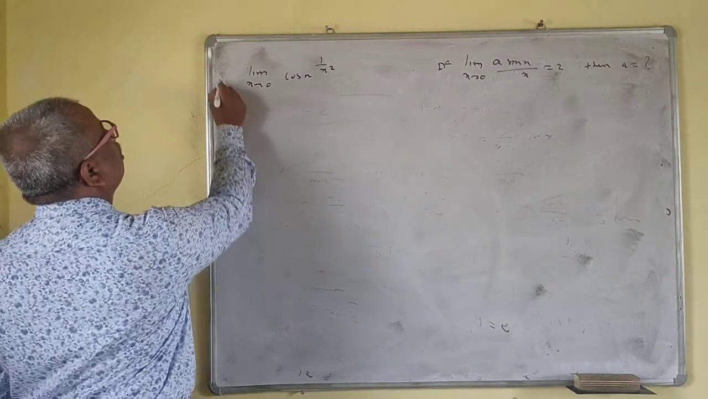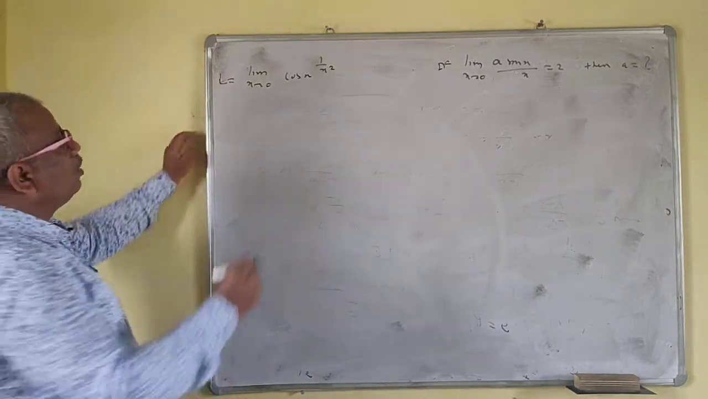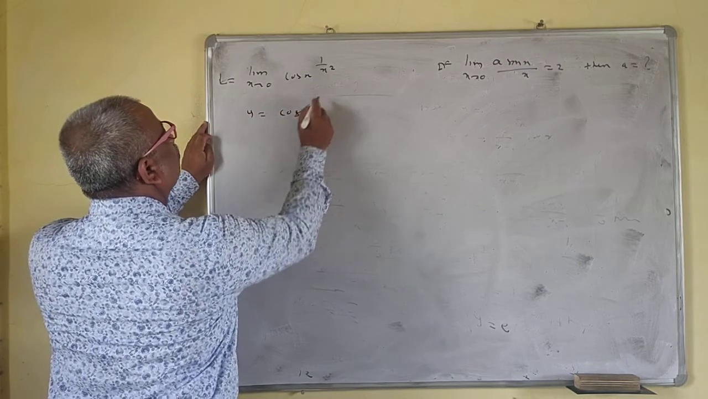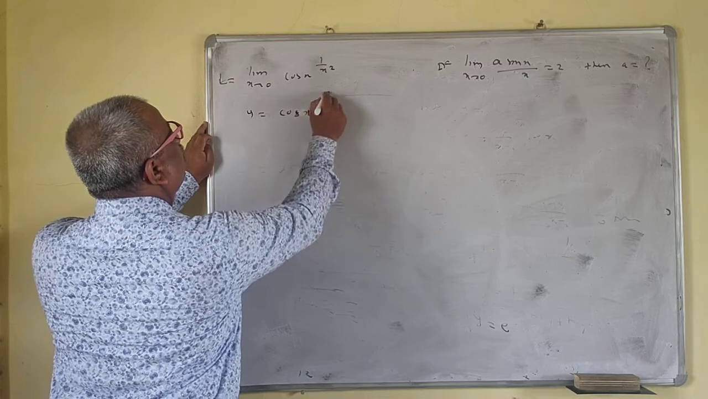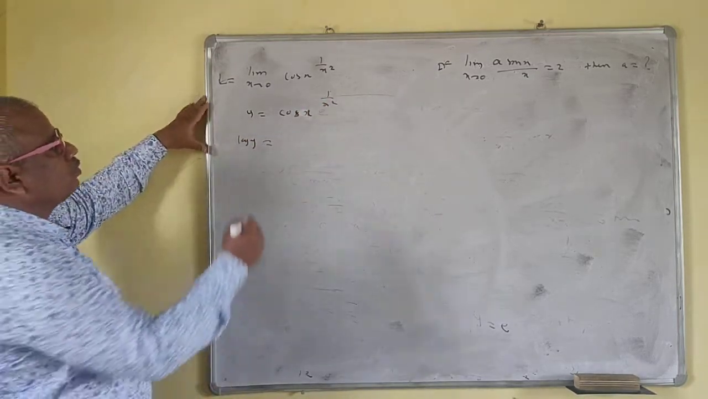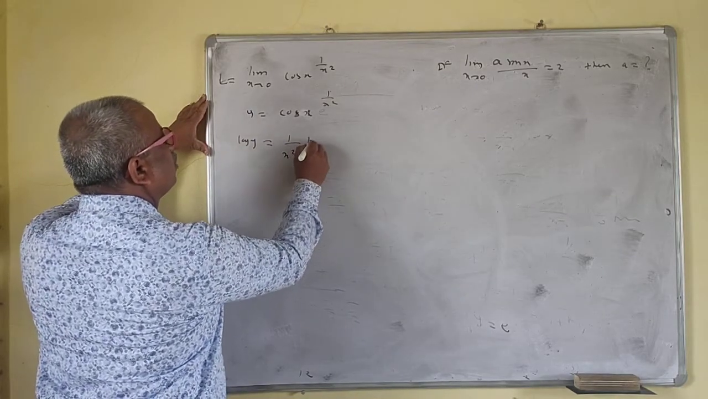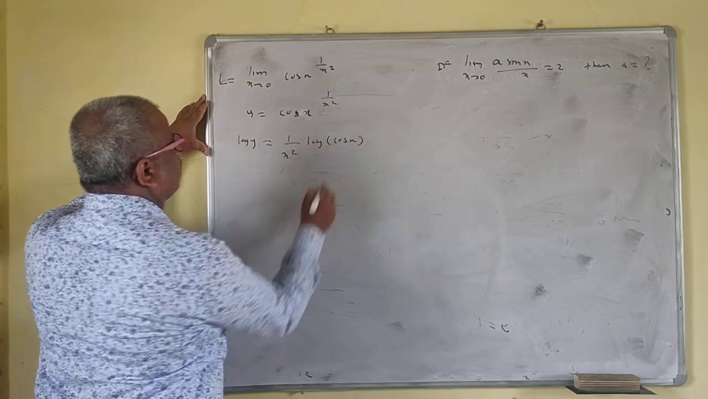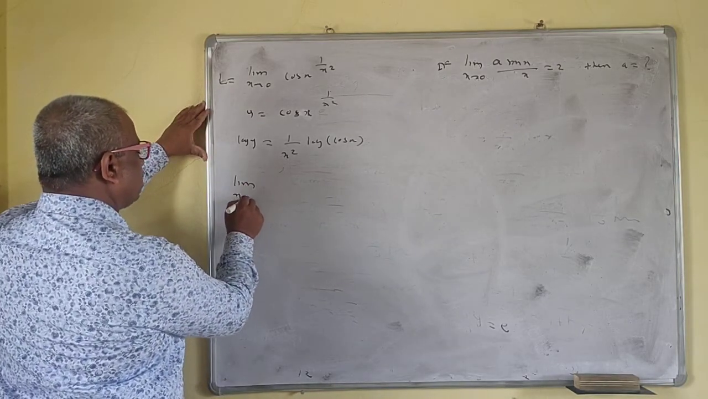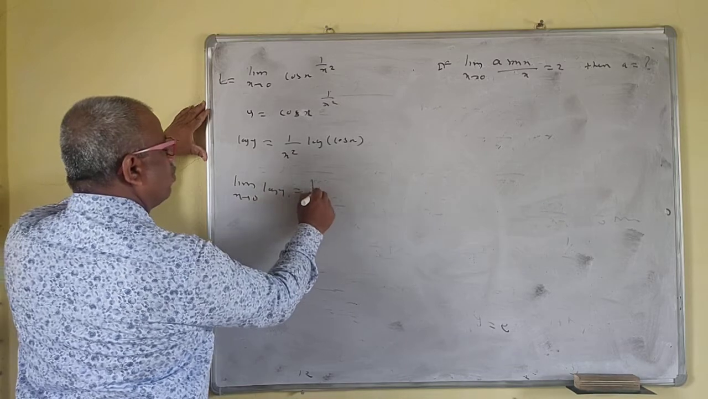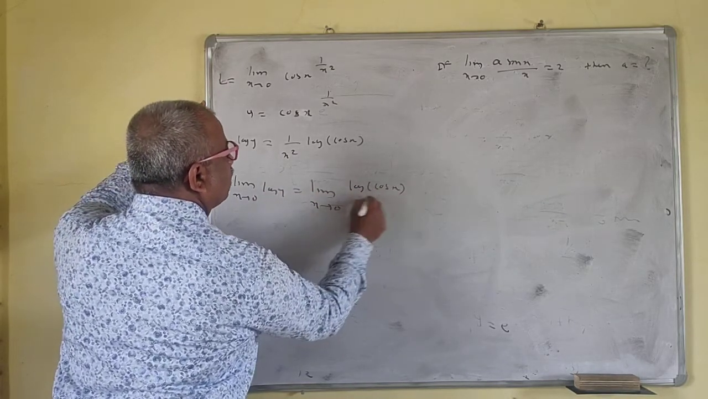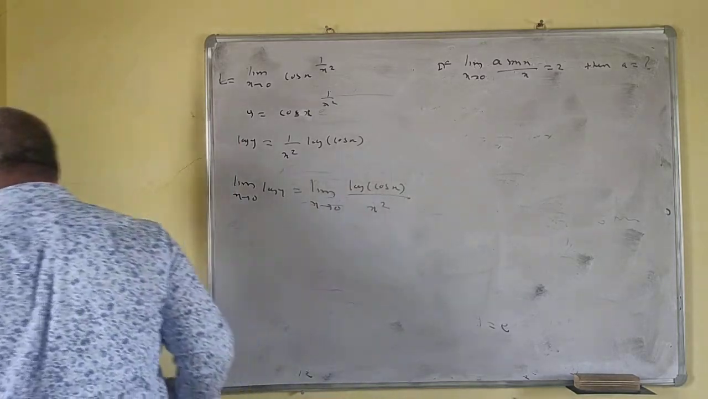Okay, so let L is equal to this. Let y is equal to cos x to the power 1 upon x square. We'll take log on both sides. Log y is equal to 1 upon x square log of cos x. Okay, so we'll take the limit x tends to 0 on both sides. Limit x tends to 0 of log y is equal to limit x tends to 0 of log of cos x upon x square.